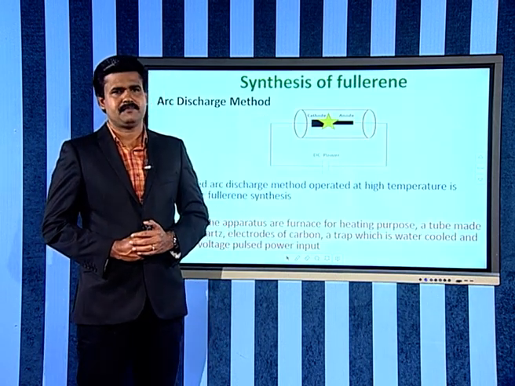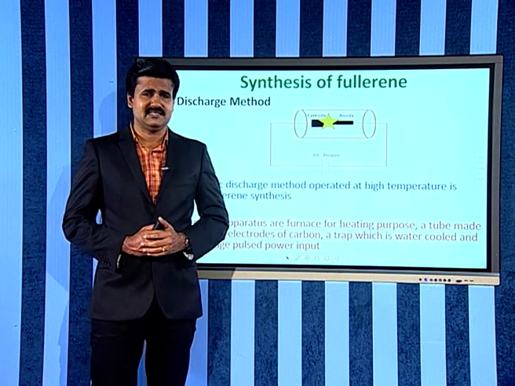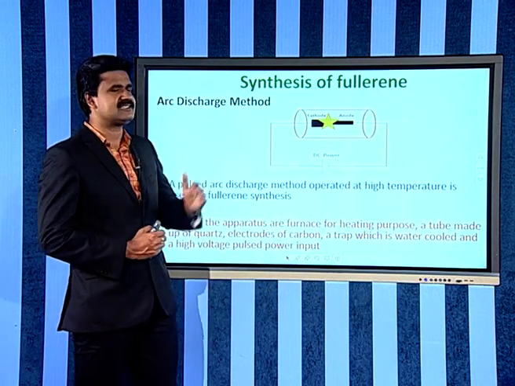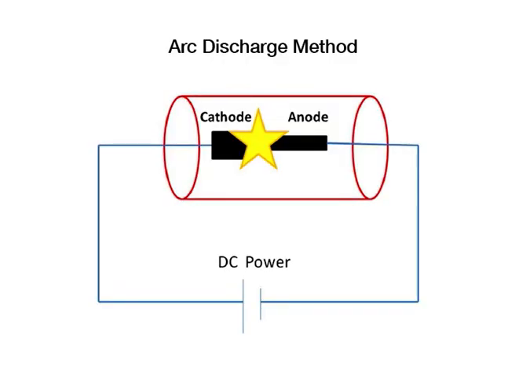Synthesis of fullerene. The most common method employed for the synthesis of fullerene is the arc discharge method. A pictorial representation of the arc discharge method is shown here. You can see the presence of two electrodes. A DC power supply is there. We are applying a high potential difference between these two electrodes. As a result of the electric pulse generated under high temperature, a discharge is obtained and fullerenes are produced.